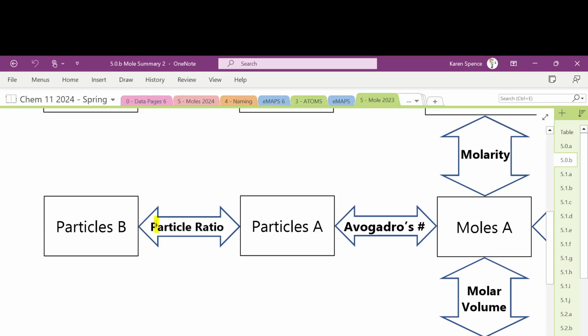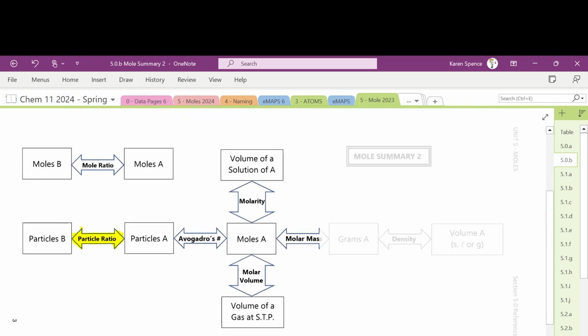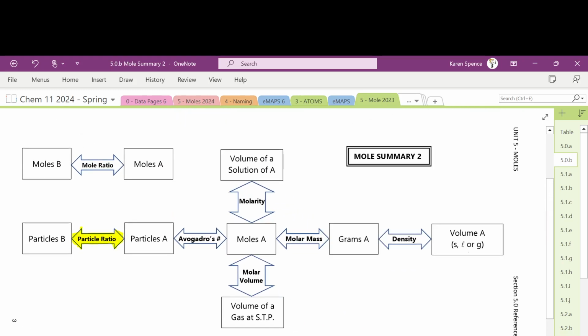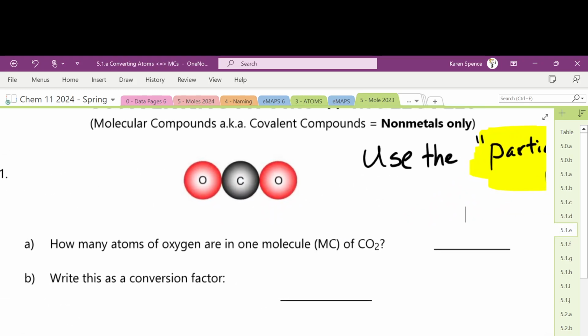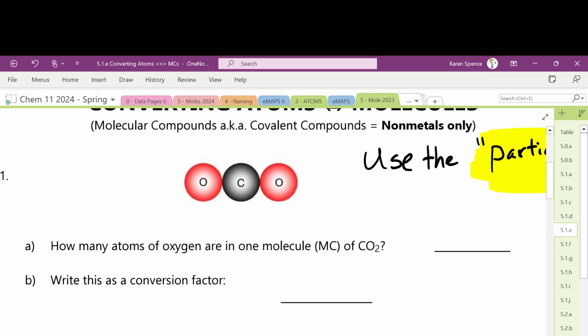See our particle ratio here? That allows us to convert from particles of A to particles of B, so particles of one substance to particles of another substance. That's what we're going to be focused on today, this conversion on that page. Eventually, we're going to do all the conversions, but for today, we're just going to focus on that one. Basically, this requires you to be able to count atoms in molecules.